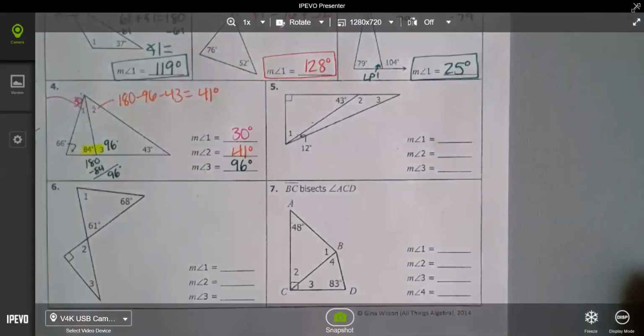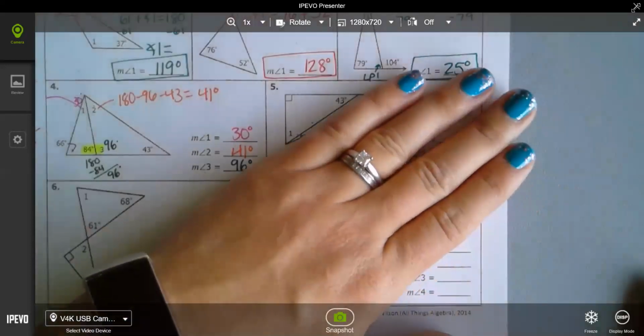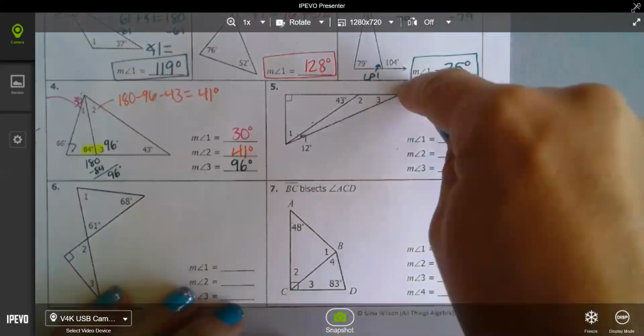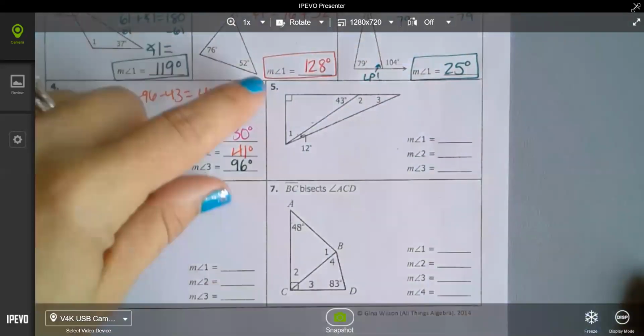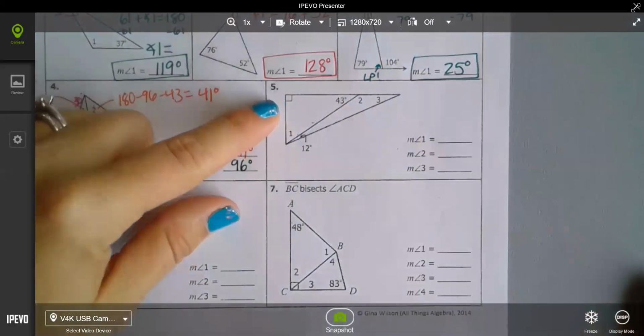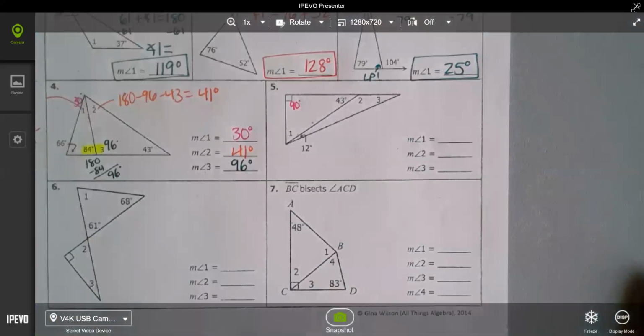All right, let's take a look at number 5. I'm seeing 3 triangles again. I'm seeing this little sliver of a triangle. I'm seeing this little right triangle, and then we have the big right triangle. What do I know about that right angle? Well, I know that it is 90 degrees. All right, so how does that help me?